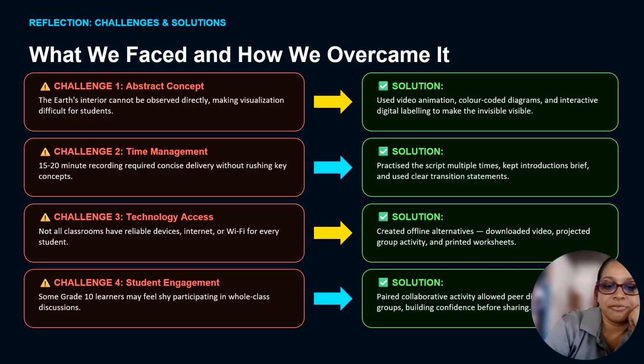The fourth challenge was student engagement. Some of the grade 10 learners were shy, so they didn't want to be involved in classroom discussion and so on. We would have had paired collaborative activities solve this, right? Where the students would have discussed first with their partner. This would have built their confidence, and then they were able to share with the class.